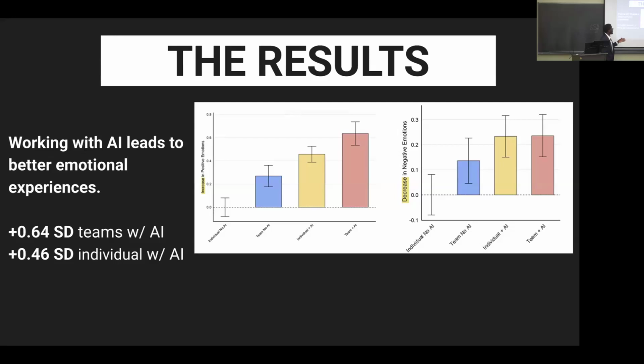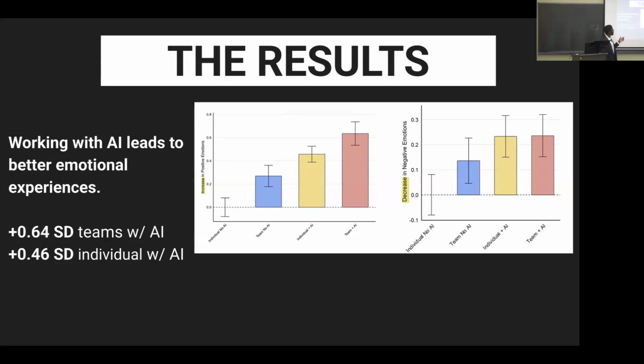Another result that was interesting is when we looked at individuals with no AI, teams with no AI, individuals with AI, and teams with AI, we tried to measure their emotional happiness. And what we saw is that for the individuals with no AI, they were the baseline. For the teams, so just working in a team, they tended to be a little bit happier by 0.2 standard deviations. For individuals who used AI when they evaluated their experience working on this project, they were happier than the individual with no AI by about 0.4 standard deviations. And the team that used AI was happier than all other groups by an average of 0.6 standard deviations from the baseline.